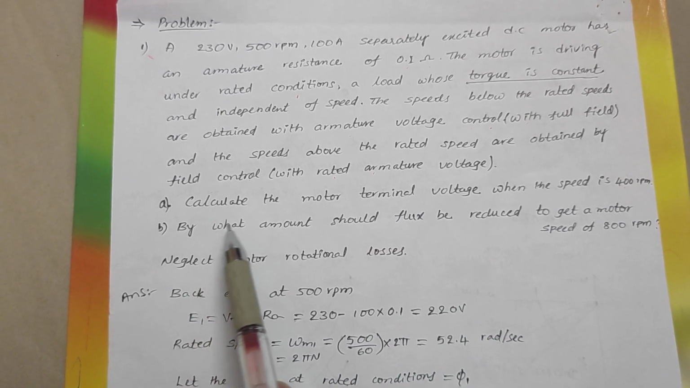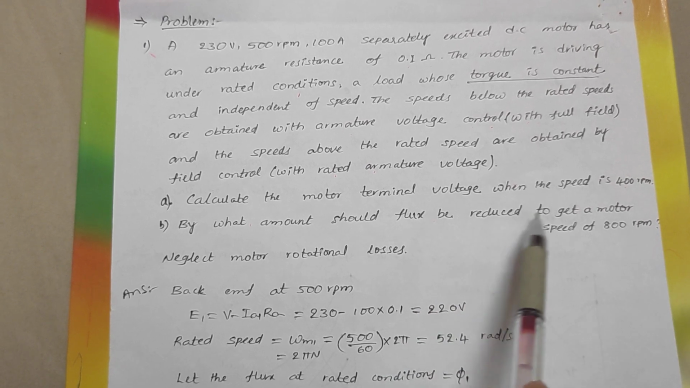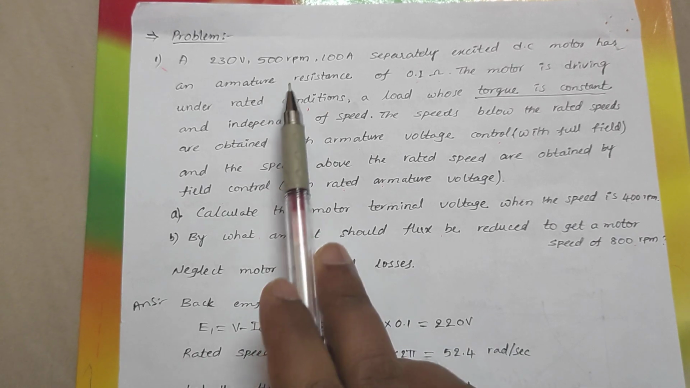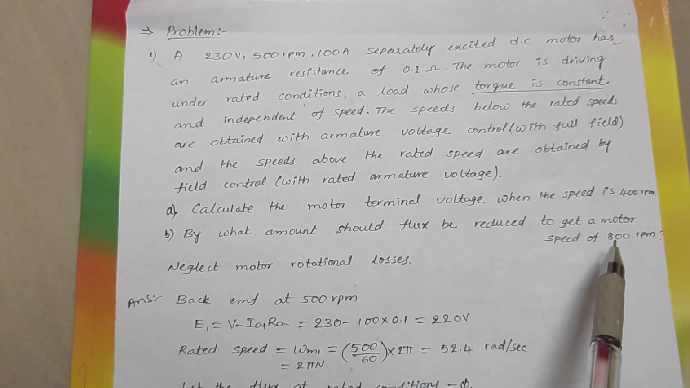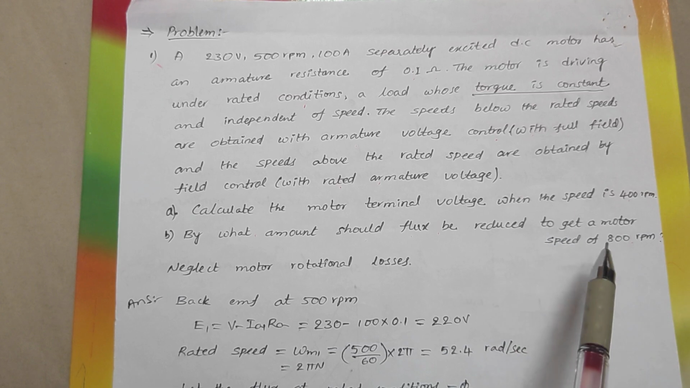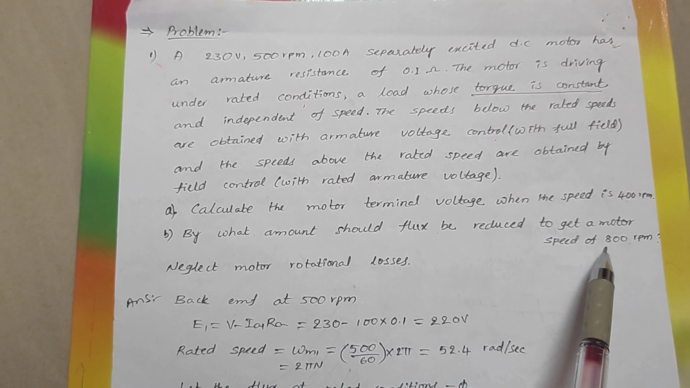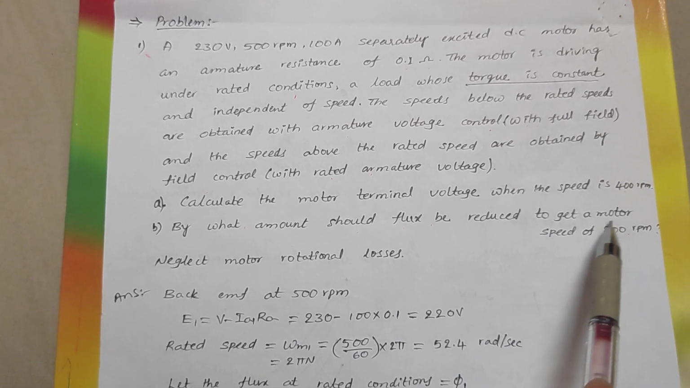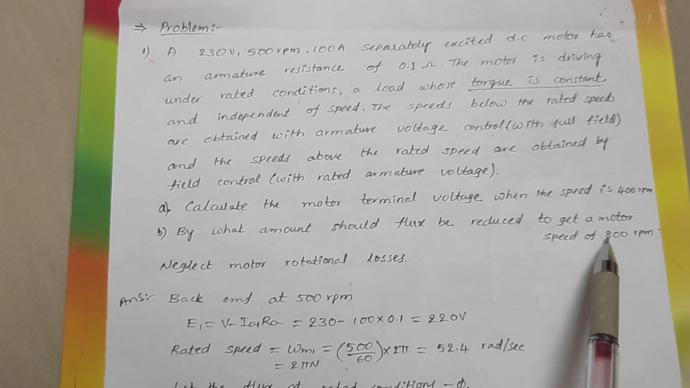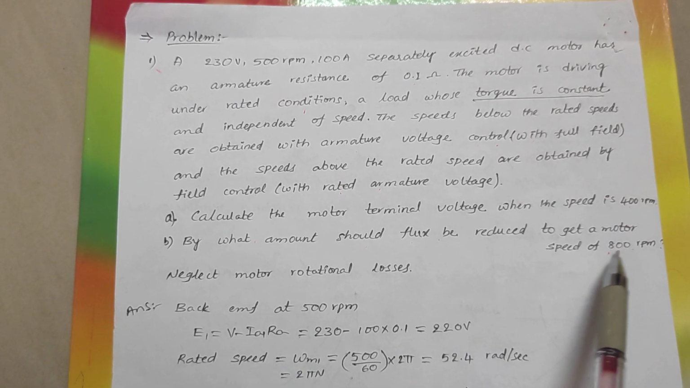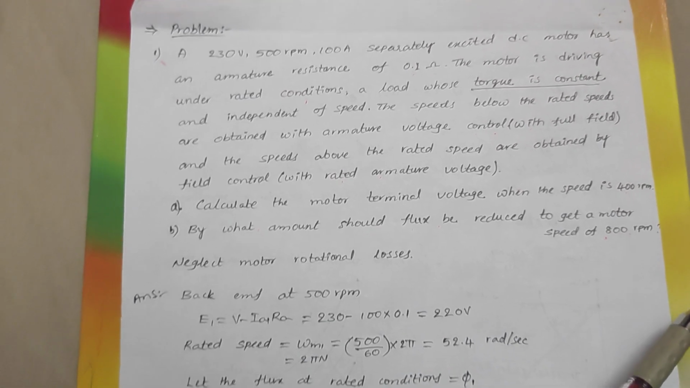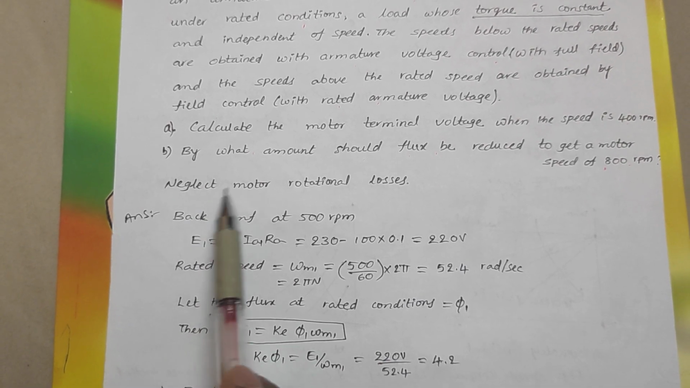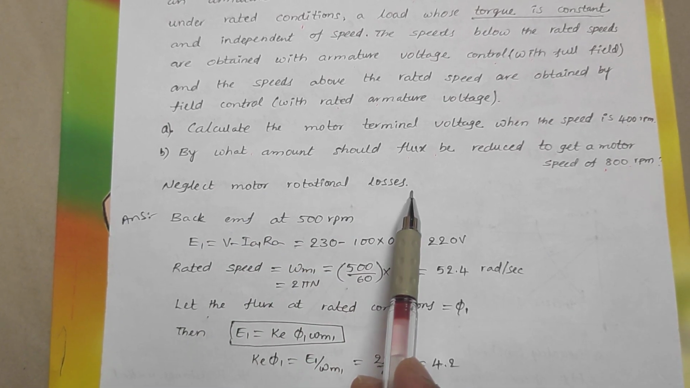And second problem is by what amount should flux be reduced to get a motor speed of 800 rpm. Your rated speed is 500 rpm and you are calculating the flux for 800 rpm. That means by using the field flux control method. This speed is achieved by varying the field flux. That flux we need to identify to get the 800 rpm. We'll see one by one. And in the problem statement itself, it is given to neglect the motor rotational losses.